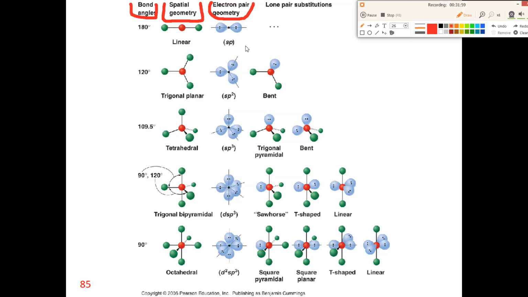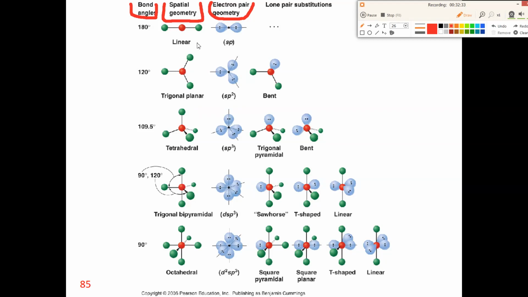So when you try to figure out this 3D geometry, you start with electron pair geometry. You need to figure out the central atom, and draw the electron dot diagram of the central atom first, to figure out which ones are bonding pairs and which ones are lone pairs. Then starting from there, you can figure out this geometry.